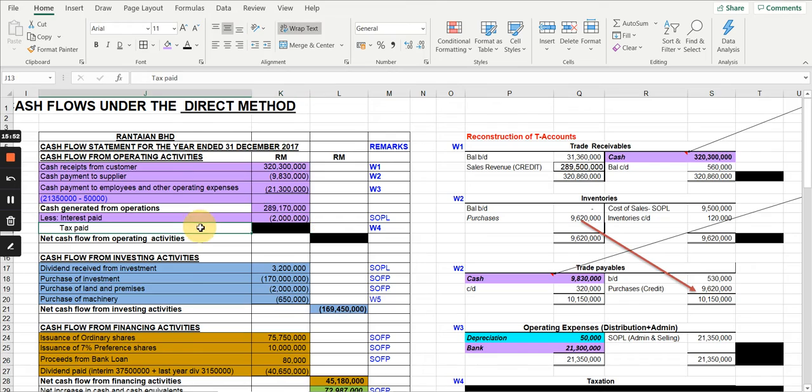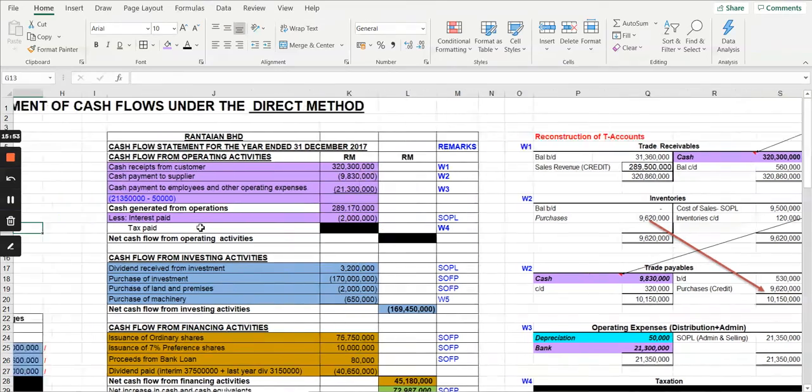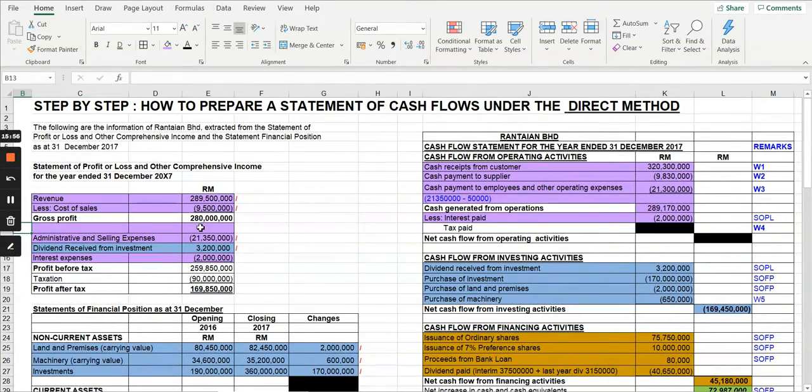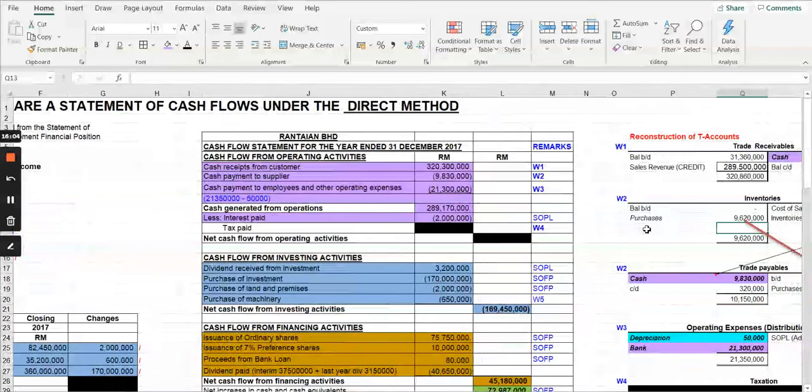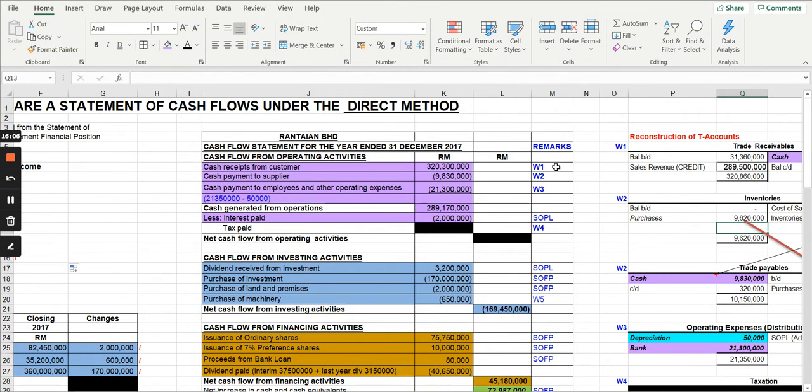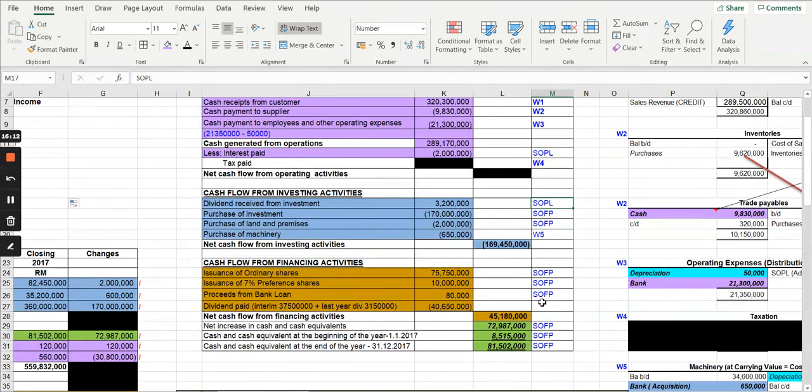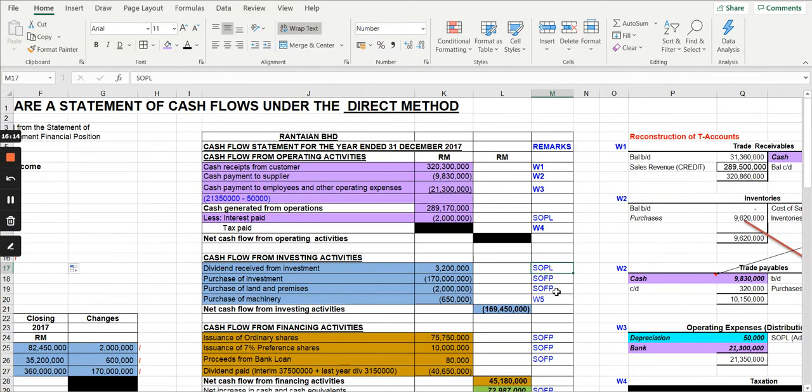So whatever is in the SOPL, which is this, will be what you actually paid, unless there are any accrued interest. Can you look at the remarks column here where I show you where I get that information? This is from the SOPL, and you can also review all these remarks columns that I have included. Next, we go to tax paid.